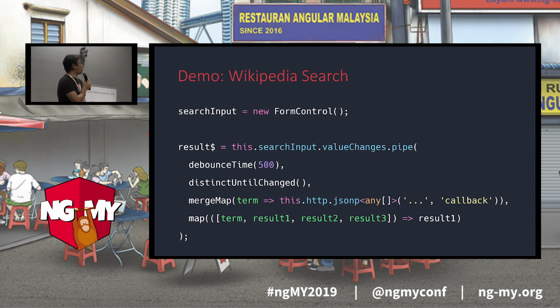When we type something in the search input, we use debounce and distinctUntilChanged. The purpose of these two operators is to prevent high frequency changes. Then the third line, mergeMap, passes the result from the input to call the Wikipedia API, and the fourth maps the result.